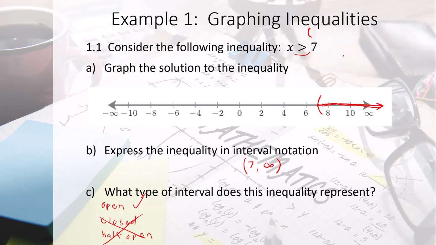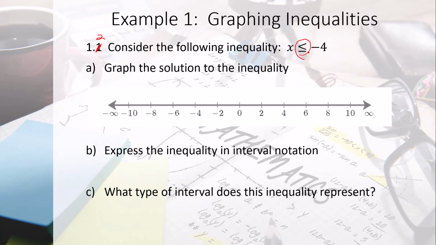Okay, let's move on to the next example. And I forgot to change that to a 1.2. Shame on me. Okay, so let's consider the following inequality. X is less than or equal to -4. So notice here we have a less than or equal to sign. So we are going to have a bracket, one of these 2 brackets. It's going to be this one.